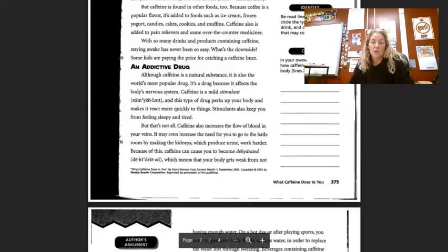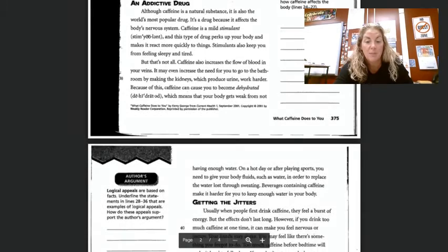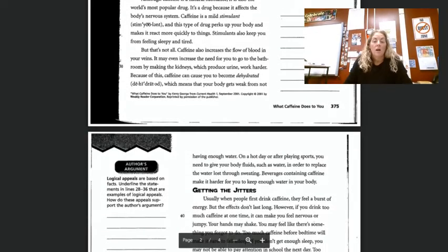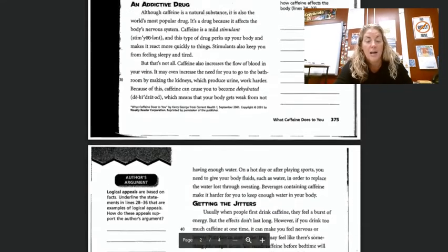Stimulants also keep you from feeling sleepy and tired, but that's not all. Caffeine also increases the flow of blood in your veins. It may even increase the need for you to go to the bathroom by making the kidneys, which produce urine, work harder. Because of this, caffeine can cause you to become dehydrated, which means that your body gets weak from not having enough water. On a hot day or after playing sports, you need to give your body fluid, such as water, in order to replace the water lost through sweating. Beverages containing caffeine make it harder for you to keep enough water in your body.